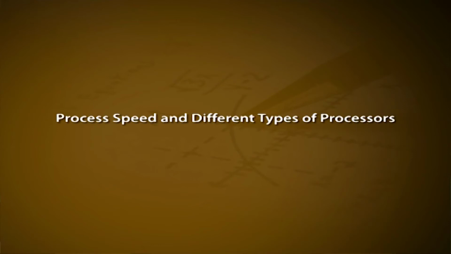Process speed and different types of processors. The control unit operations and the ALU operations are high-speed operations.